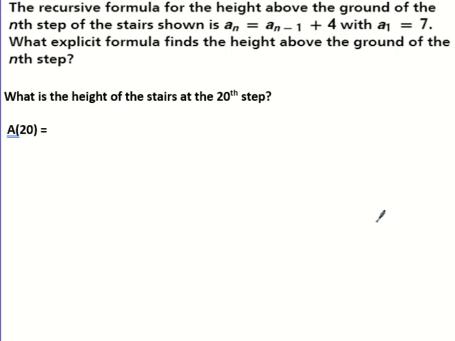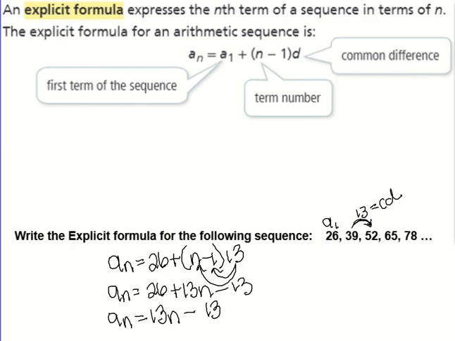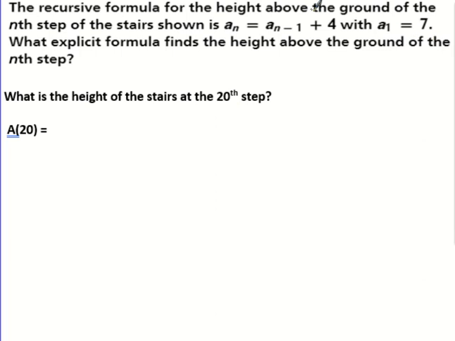So this says we have a recursive formula for the height above the ground of the nth step of stairs. So we have a_n equals a_(n-1), the term before it, plus 4, with a_1 being 7. We want to write the explicit formula for this. Okay, so if we go back to our recursive formula, remember, we listed our a_1, and then the common difference was added. So if I look at my information, they gave me my a_1, and there's my common difference, right? That's my common difference.